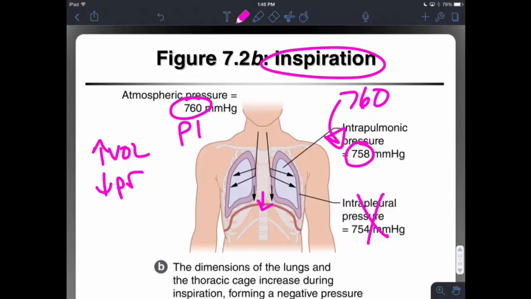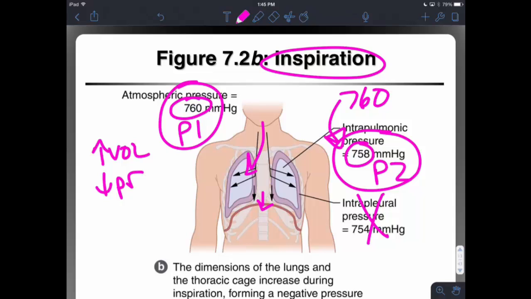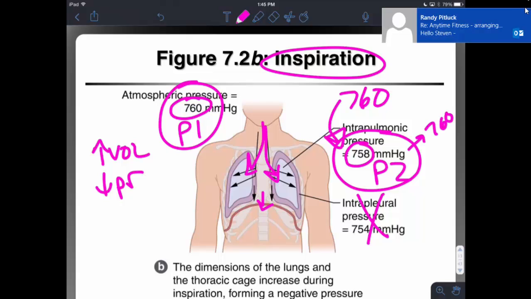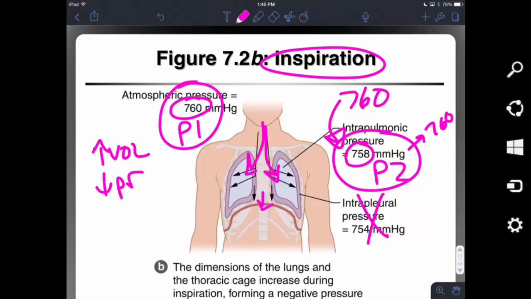Now we have a gradient. Atmospheric is greater than intrapulmonary. We have a gradient of 2 millimeters of mercury. This is going to pull air in. As air comes in, that pulmonary pressure is going to rise. And once that pulmonary pressure gets back to 760, we're back to equilibrium, and no more air is going to come into the lungs.